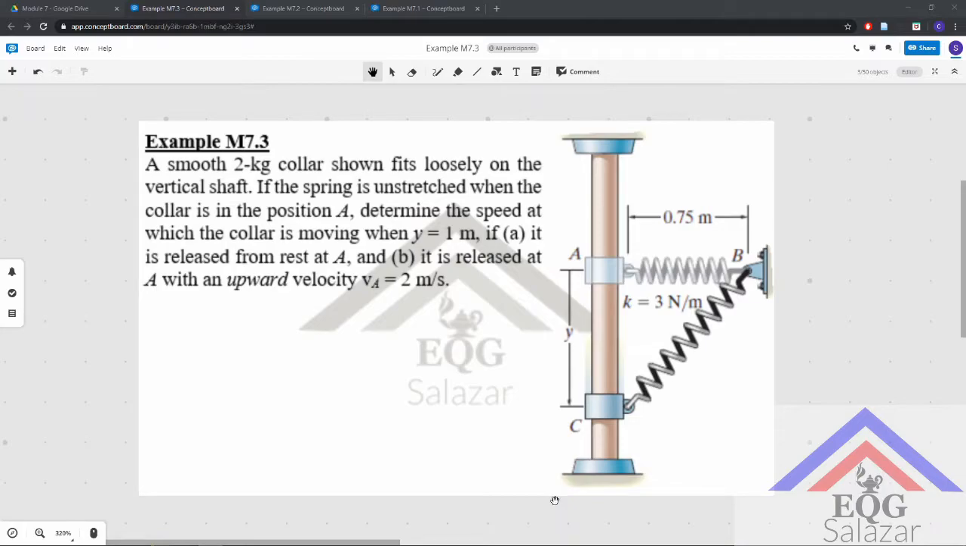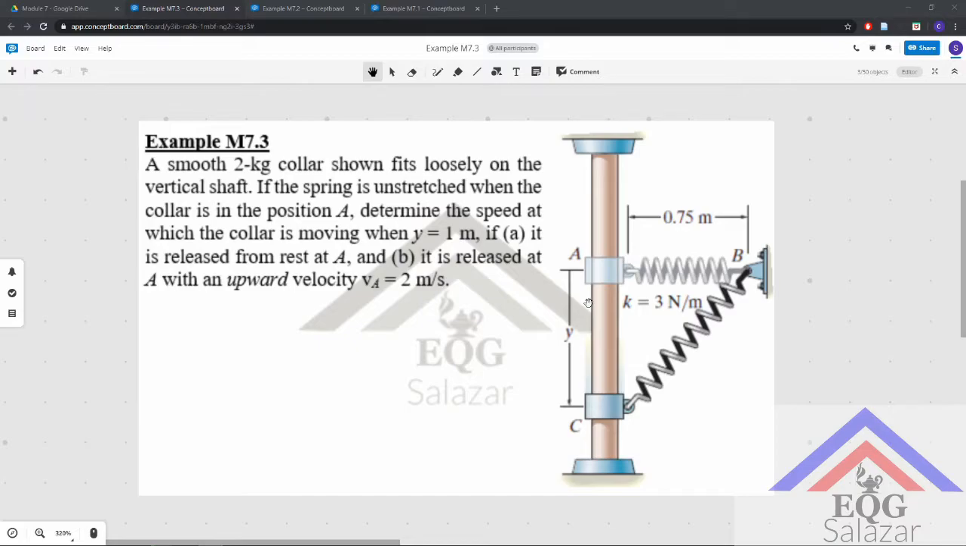All right. So luckily for us, we can identify that the only forces acting on the collar are the weight and the spring force, right? So since there is no friction, this is a system that only conservative forces are acting on, right? So therefore, we can use the conservation of energy.